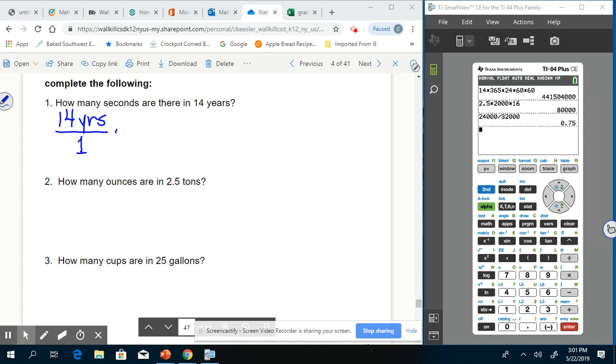Now, you should know that there are 365 days in 1 year. Now, when you're setting up the next ratio, you want years to be in the denominator so that when you multiply, years cancel out. So we have 365 days is 1 year. Then you should also know that there are 24 hours in 1 day. And we want days to cancel out. So days is going to now be in the denominator.